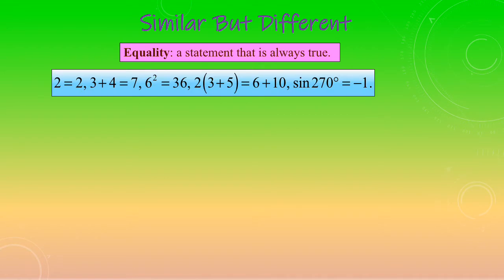The first is an equality. An equality is a statement that is always true. For example, 2 is equal to 2, 3 plus 4 equals 7, 6 squared equals 36, 2 times the quantity 3 plus 5 is 6 plus 10. The sine of 270 degrees is equal to -1. These statements are always true. They can never be false.